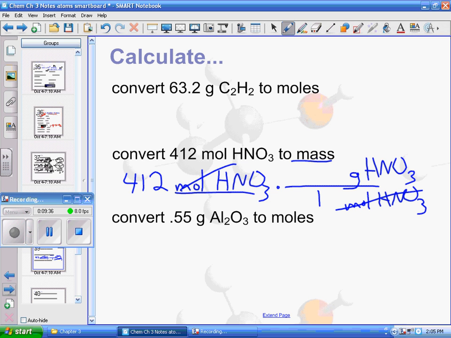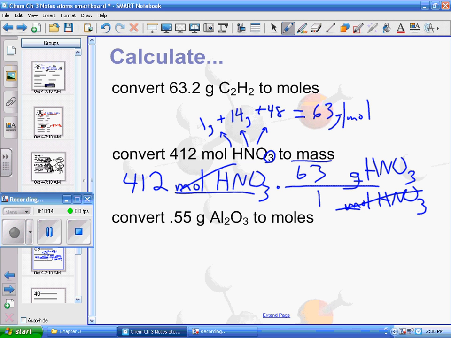HNO3. But now in this case, I have to add up all the H's, all the N's, and all the O's. The molar mass of hydrogen is about 1 gram. I'm going to add that to the molar mass of nitrogen. That's about 14 grams per mole. And I'm going to add 16 plus 16 plus 16 because I have 3 oxygens. So 16 times 3, that's 48. So 48 plus 14 plus 1 is 63 grams per mole. So I write 63 grams per mole.